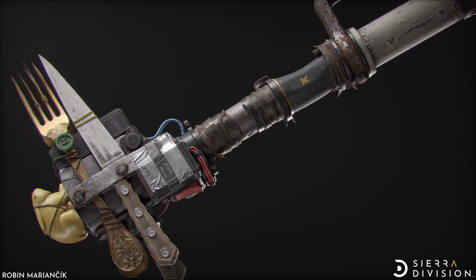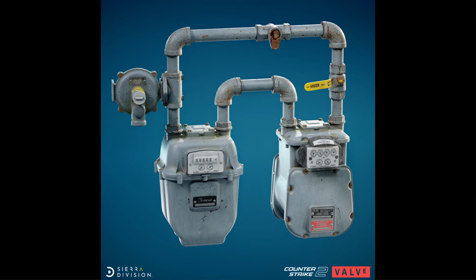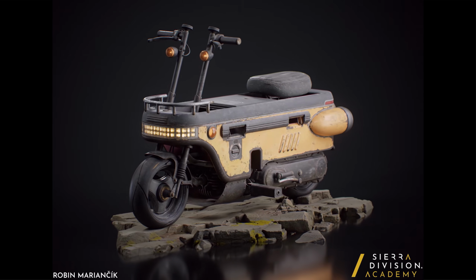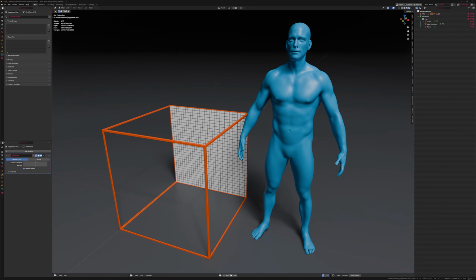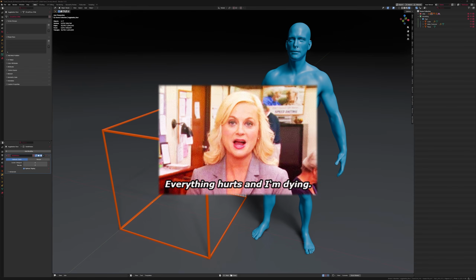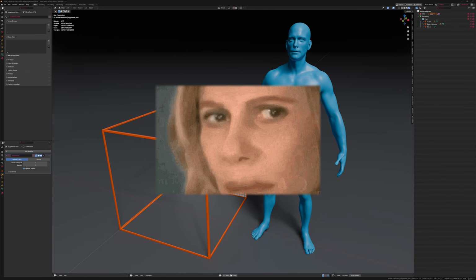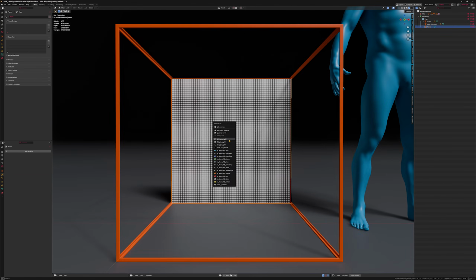Hello everyone, my name is Robin Mariancic. I'm a senior 3D artist and an instructor on a texturing masterclass at Sierra Division. Today I will take a stab at explaining a daunting and often quite confusing topic of texel density with some nice visual examples.